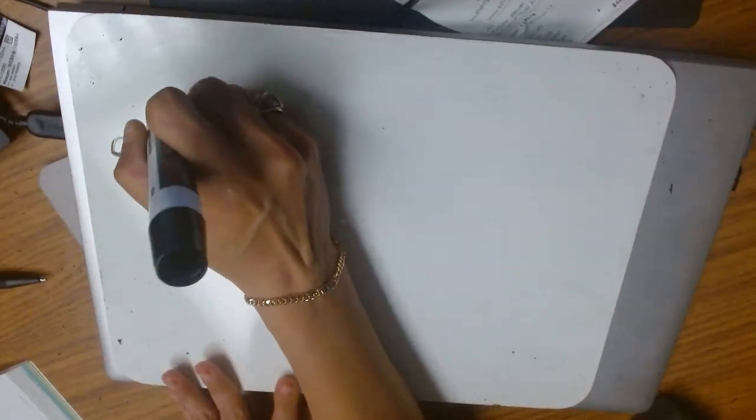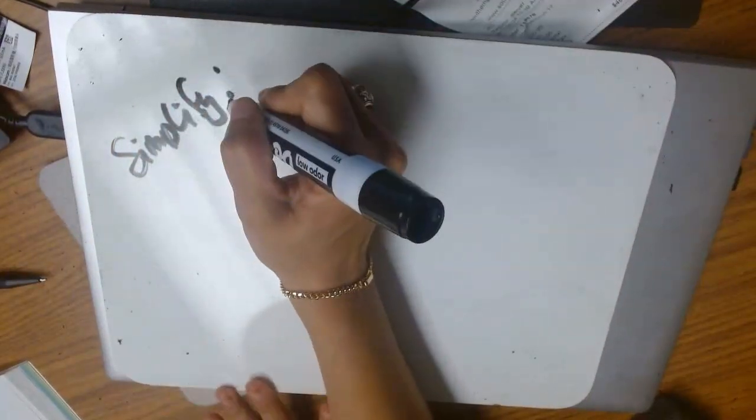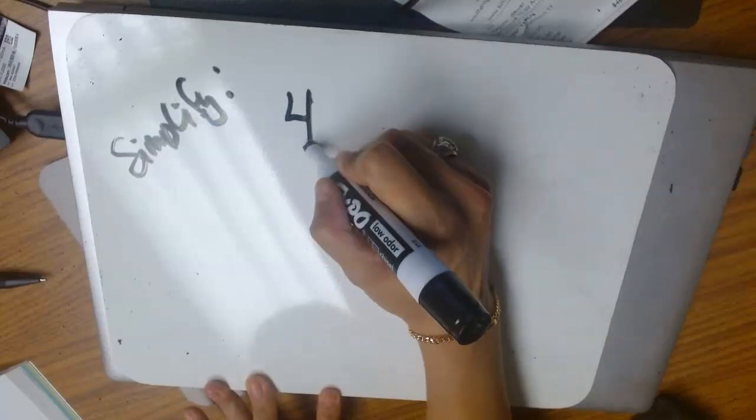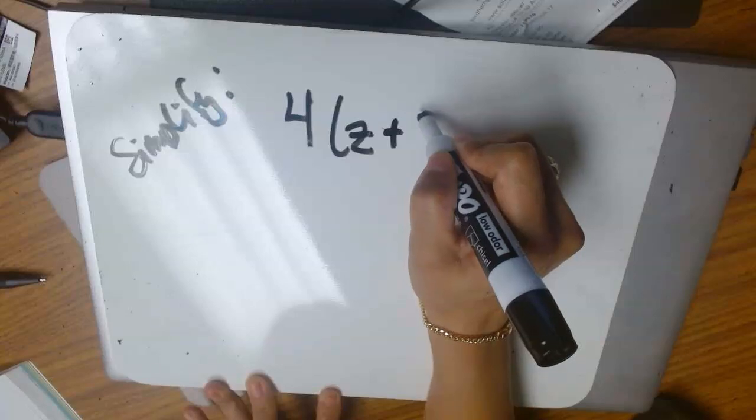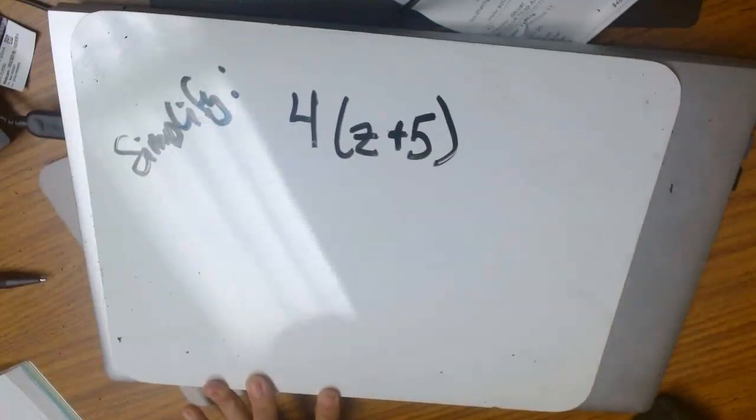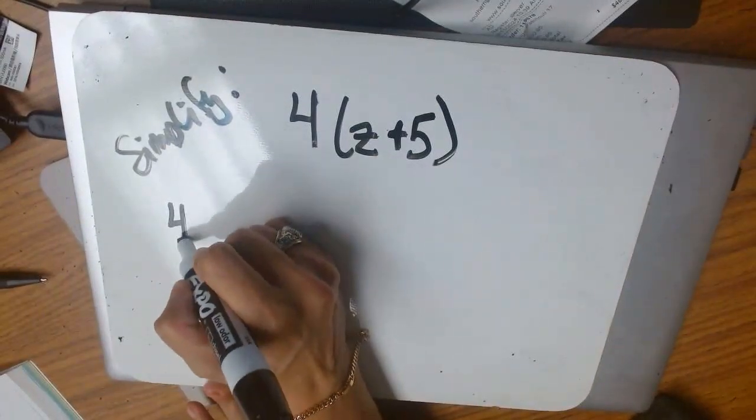property. And distributive property is basically used to remove parentheses from variable expressions that contain both multiplication and addition. So, for example, if we have to simplify 4z plus 5, then this is how you would work this problem out.